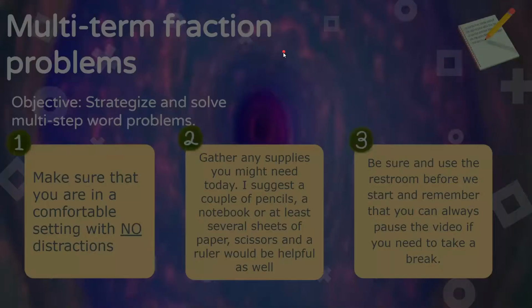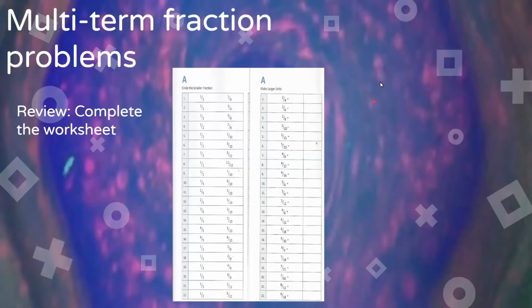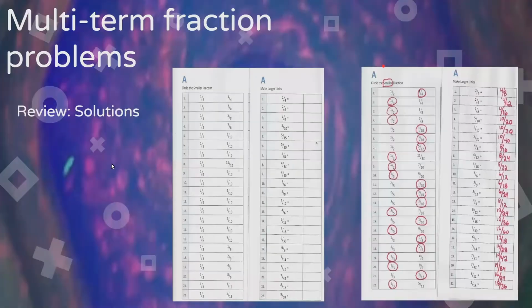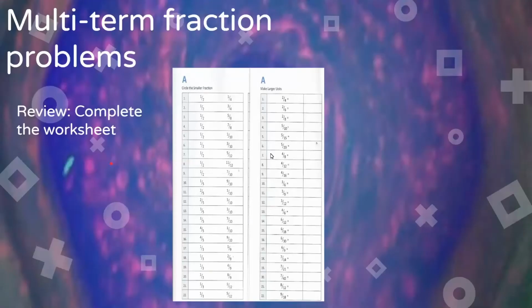So I'm going to start with some multi-term fractions, but we need to work on a little bit of a review sheet. Our review sheet is basically going to be just this problem sheet. These should be pretty much intuitive to you now, I guess is the best word. Circle the smaller fraction, and then I want you to make larger units out of these fractions here. I'll give you a couple of minutes, take your time, and just try to fill in the worksheet as best you can.